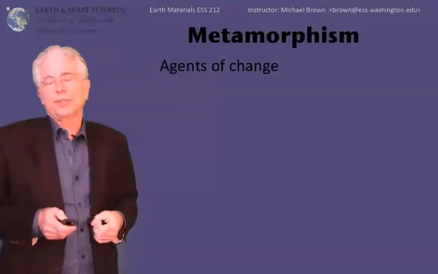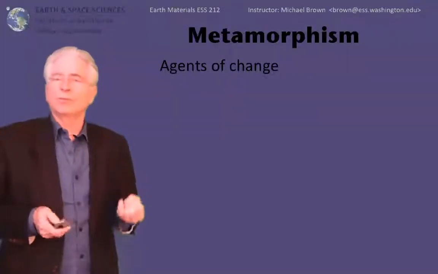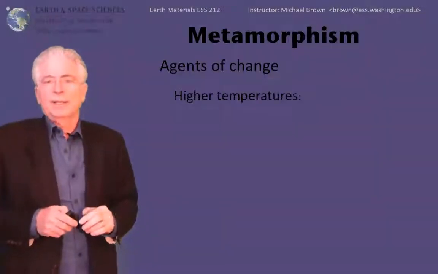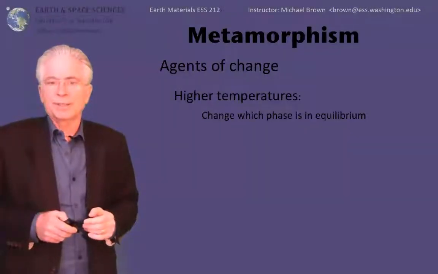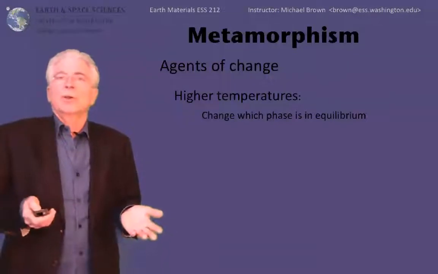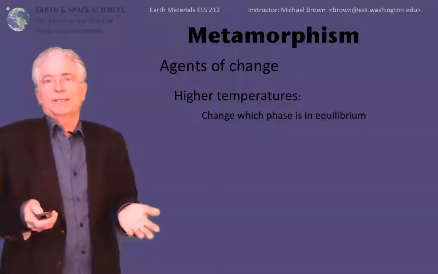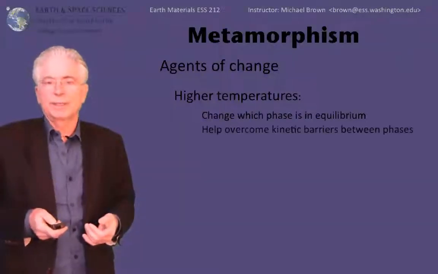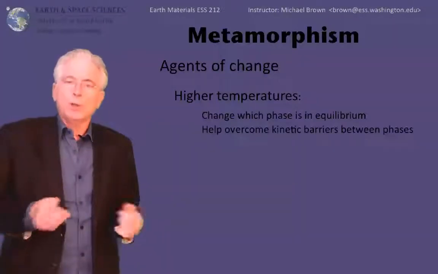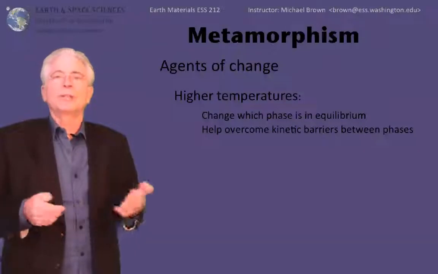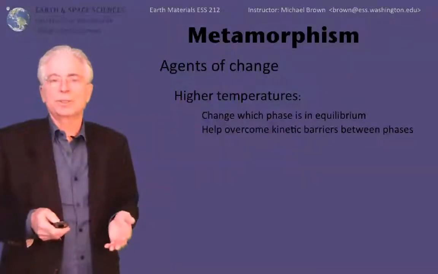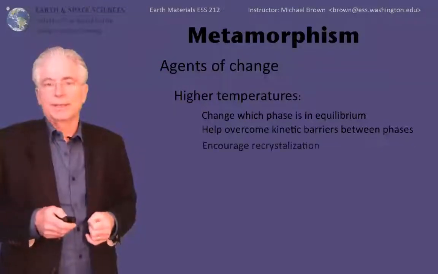There are some agents of change associated with metamorphism, and we know what they are: temperature, pressure, but I'll go through them in a little more detail. So higher temperature implies that new minerals become stable. You change the equilibrium mineral assemblage. Higher temperatures also enable you to get over kinetic barriers associated with the change of minerals.